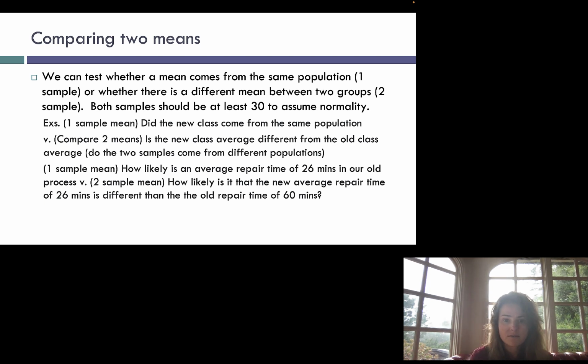We can also test whether there are different means between two groups or two samples. Both samples need to be at least 30 to assume that this is normal. So before we were asking, did the new class come from the same population? We might want to ask, is the new class average different from an old class average? Or do these two samples come from different populations? We might want to ask, how likely is an average repair time of 26 minutes in our old process? Or we could ask, how likely is it that the new average repair time of 26 minutes is different from the old repair time of 60 minutes?